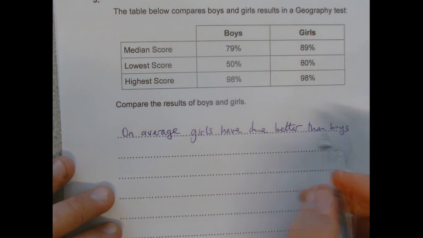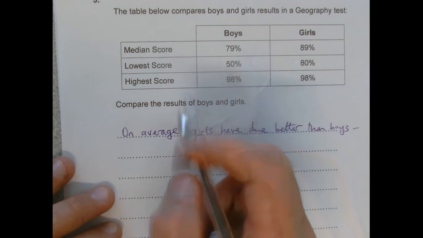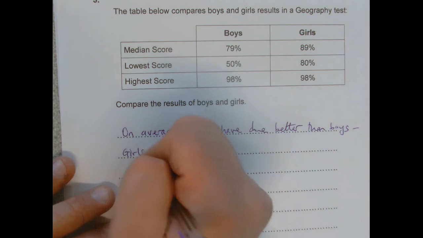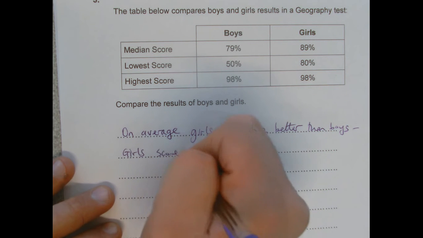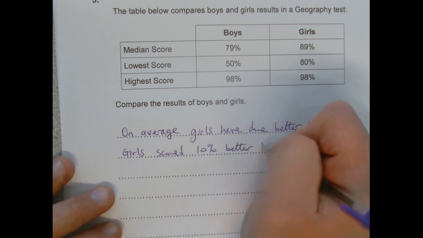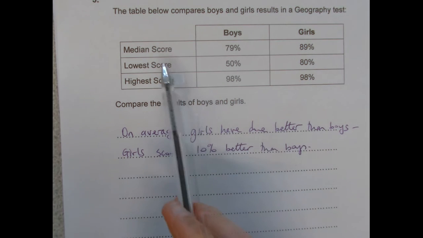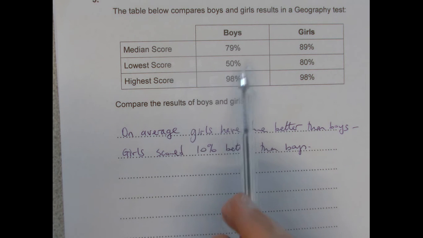Okay, and we can even be a bit more specific. We can say, look, the girls scored 10% better than boys. So that's one way of comparing, but there's also another way as well. You've got the lower score and higher score. We can have a look at the range as well.